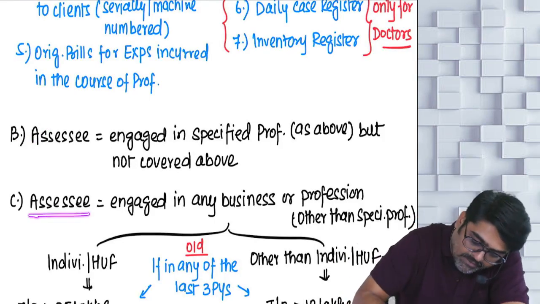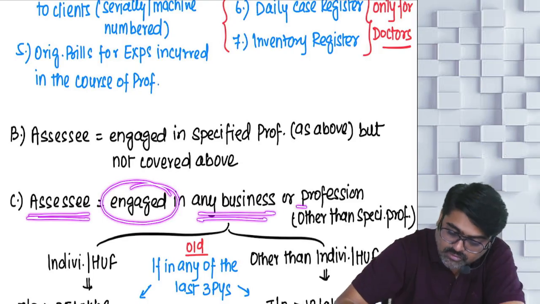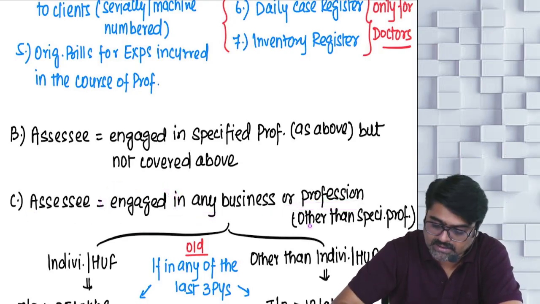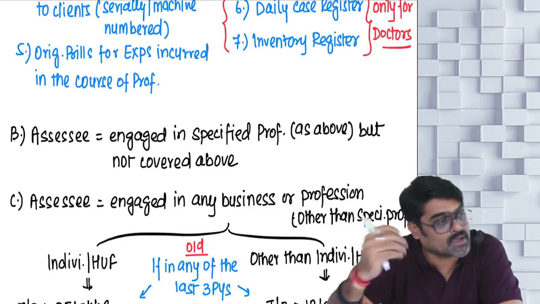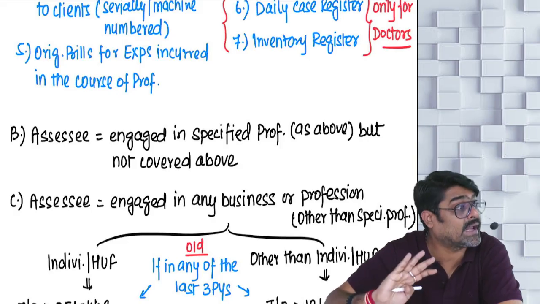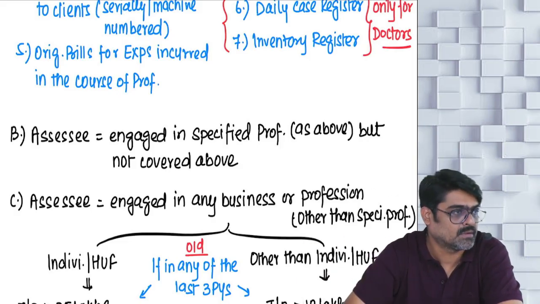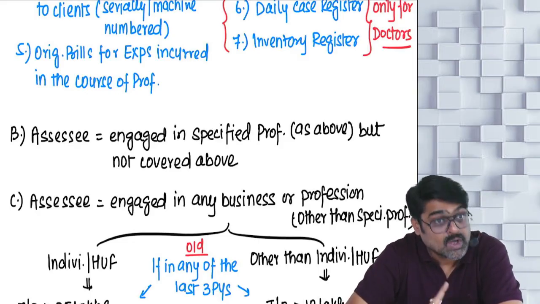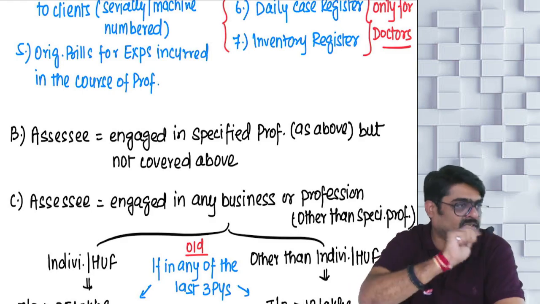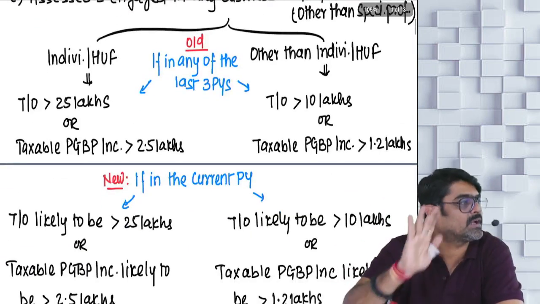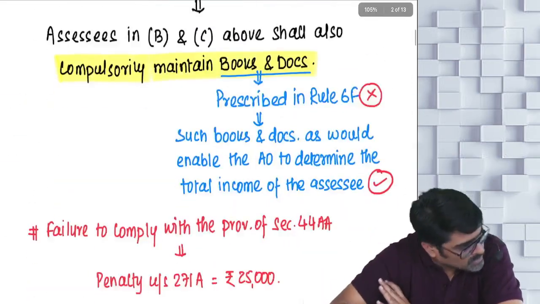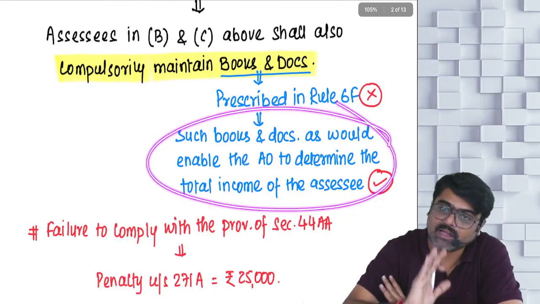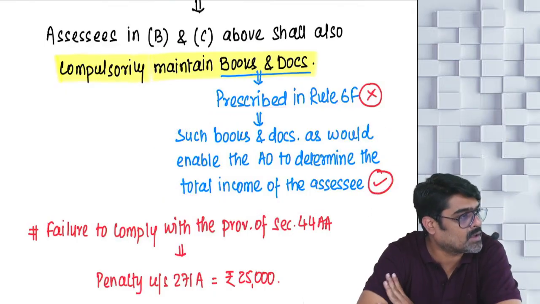Now tell me, if the assessee is engaged in any business or any profession other than specified. So now you are an assessee doing any other profession, not the specified profession, or you are an assessee doing any business or any profession other than specified profession. You are also supposed to compulsorily maintain books and documents. Which books and documents? Prescribed? No. For you also, such books and documents as would enable the assessing officer to determine your total income.